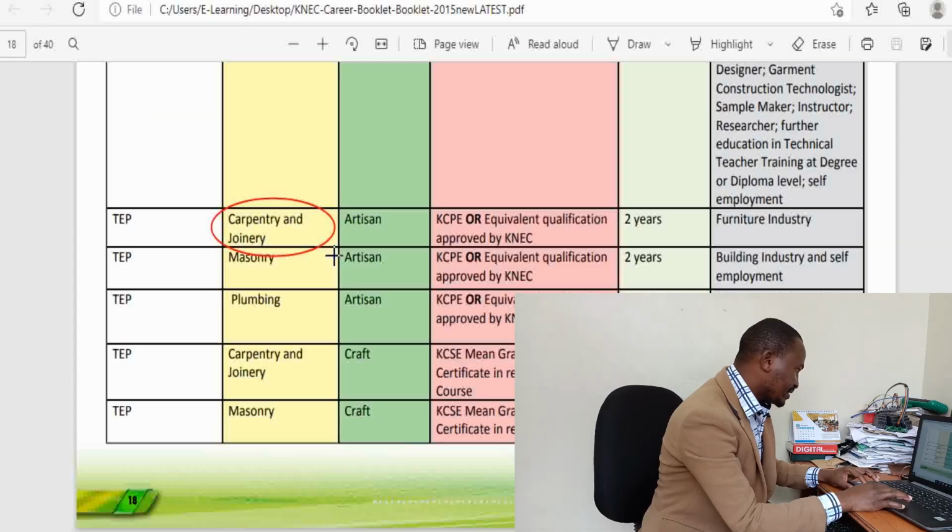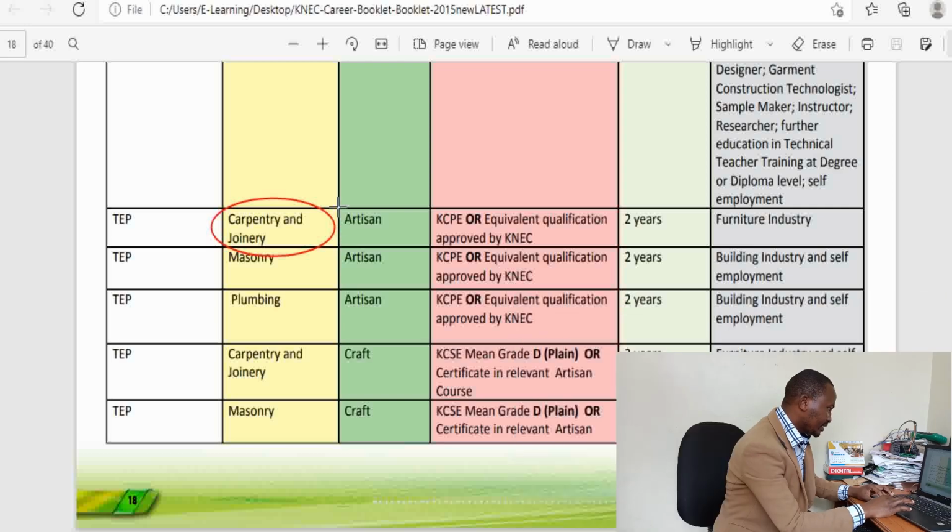Let us now start checking the courses. Here you can see we have a number of courses. We have carpentry and joinery, that is the artisan level, and the entry grade is a Kenya Certificate of Primary Education, or at least a score of E or D- in the Kenya Certificate of Secondary Education, and the course will take 2 years. This course is TEP, that is, you will begin the course, do the first year and the second year, and then you sit for the Kenya National Examination at the end of the second year.